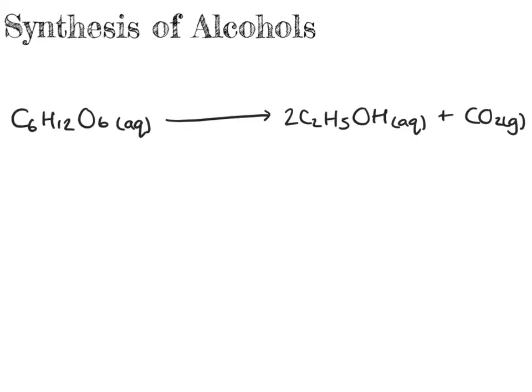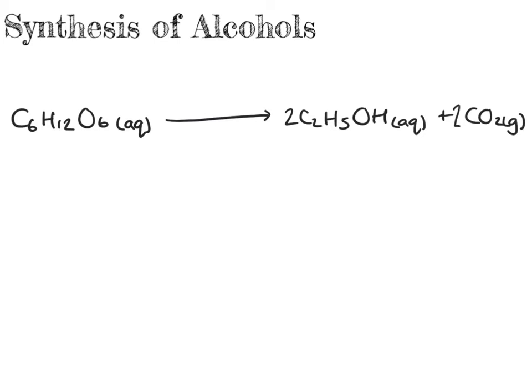So you need to know the reaction equation for this. So here's the equation. We have got glucose, aqueous, turning into 2 lots of ethanol, aqueous, and releasing carbon dioxide gas. Oops, I've missed a little bit of balancing out there. There should be 2 lots of carbon dioxide gas. There we go, so that we've got 6 carbons on the right hand side.